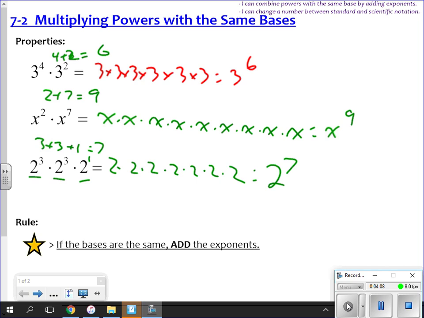So it's really a nice rule. I wrote it down here on the board. If I have the same base, I add the exponents. There's another example of it here. It makes it nice. Questions on this so far? Yeah.